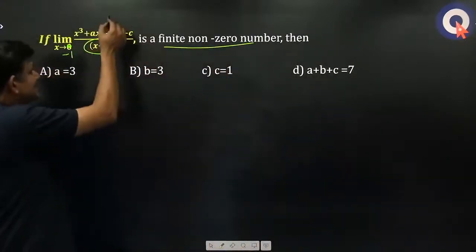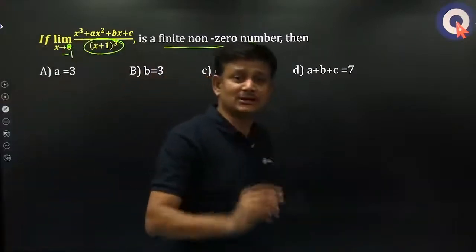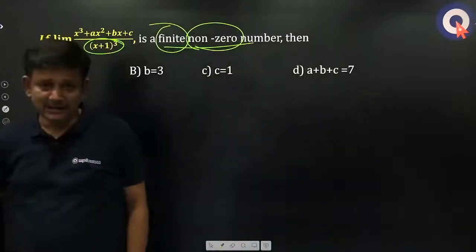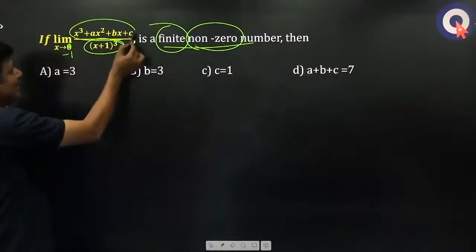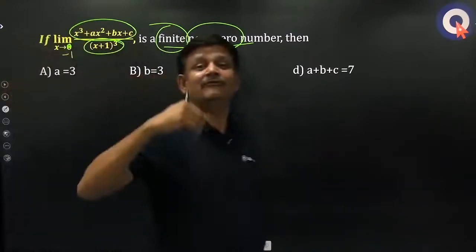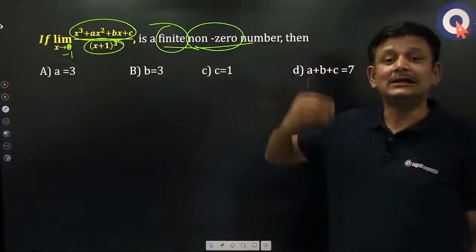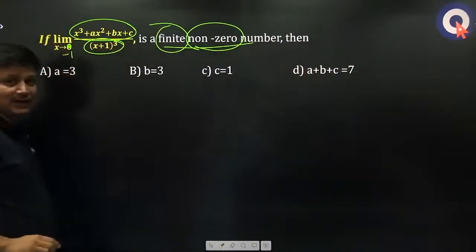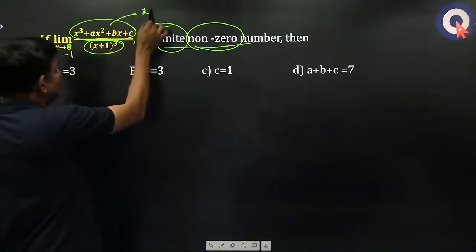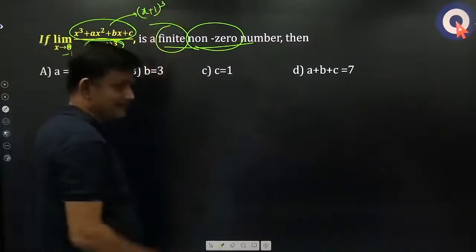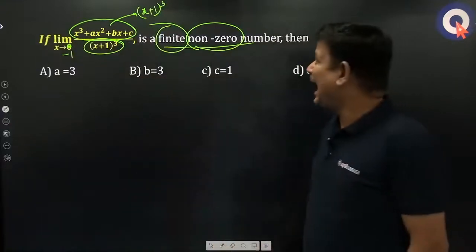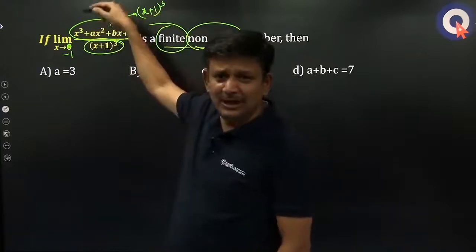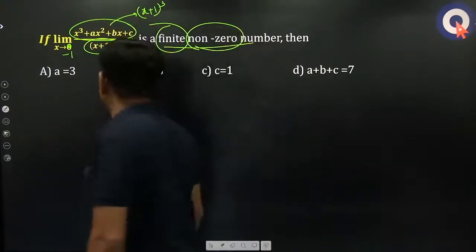And after cancelling this x plus 1 whole cube, you should be left with a non-zero constant term. Only then this will be a non-zero finite number. So this term should have x plus 1 as a factor with multiplicity 3. That is, x plus 1 whole cube should be a factor of this. So x cube का coefficient कितना है? 1. So this term should only be x plus 1 whole cube. No other option. That cubic polynomial has to be x plus 1 whole cube. Only then this will come out to be a non-zero finite number as your option.